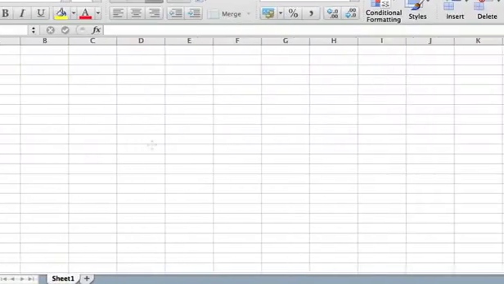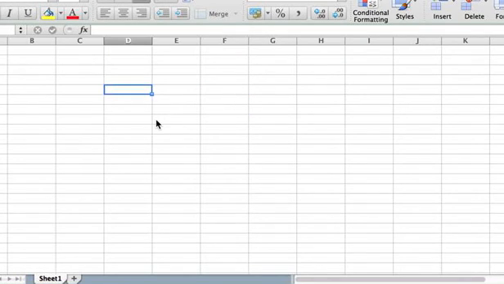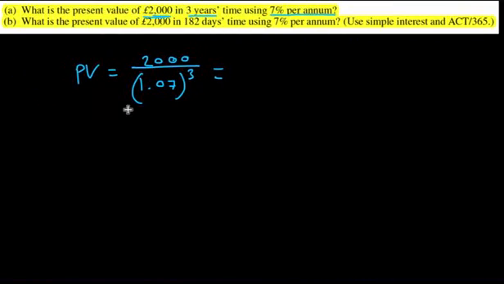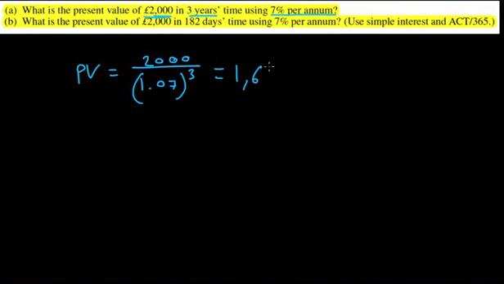Using Excel over here, let's use equals 2,000 divided by 1.07 to the power of 3. That gives us 1632.60 pounds. That's the present value of £2,000 in 3 years' time using 7% interest per annum. Alright, that was part A.